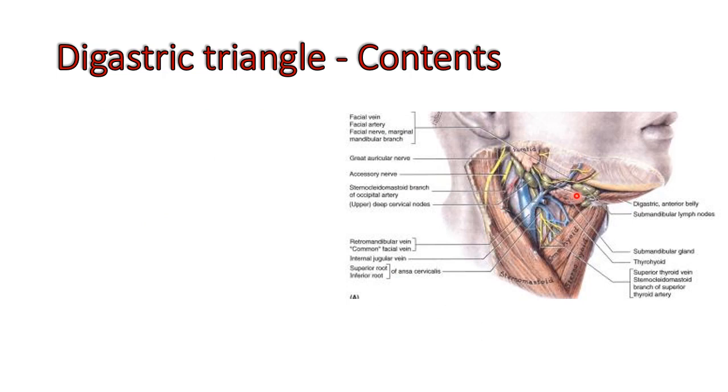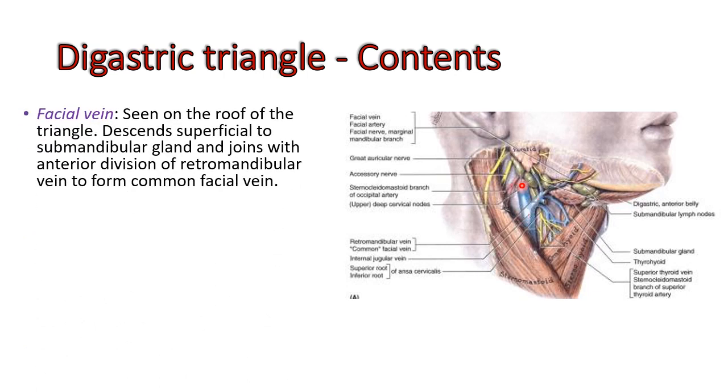Here you are able to see the submandibular lymph nodes, and then the submandibular gland. Then you are able to see the facial vein, which is crossing superficial to the gland. It is joining with the anterior division of the retromandibular vein to form the common facial vein, which drains into the internal jugular vein. Okay, so along the roof you can see the facial vein forming the common facial vein to drain into the internal jugular vein.